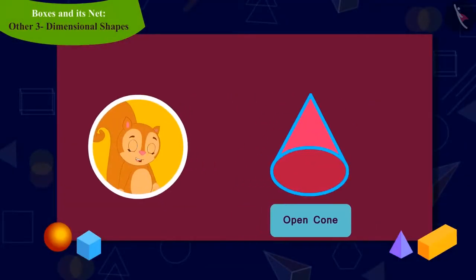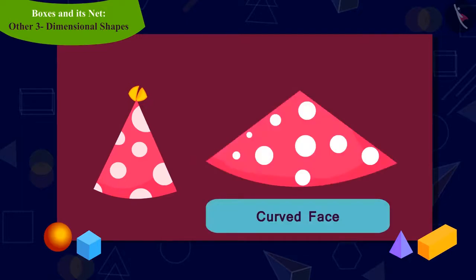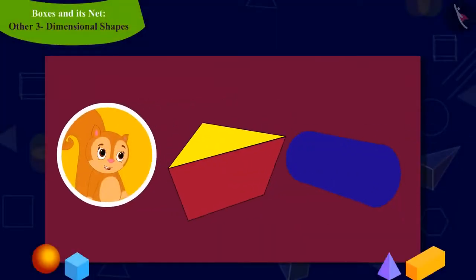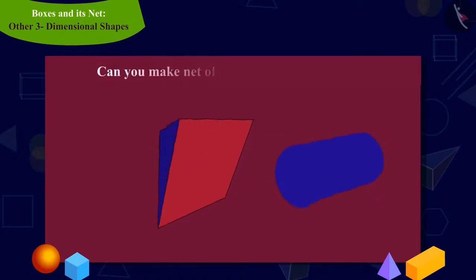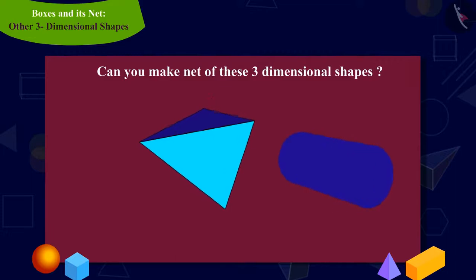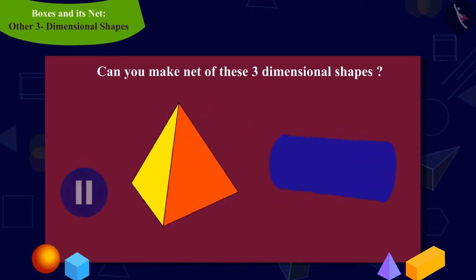Chanda, in order to know the shape of the net of the open cone, took a hat and opened it in a way. Kids, the shape of the net of an open cone looks like this figure. Chanda saw 2 more such shapes in the party. Can you help Chanda make net of these shapes? You can find the answer by pausing the video.